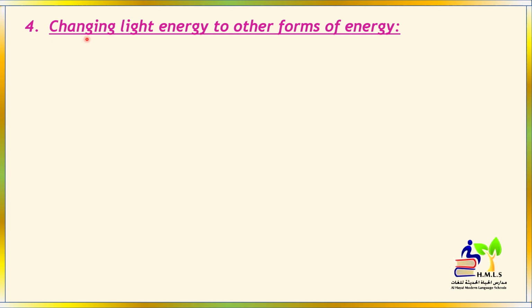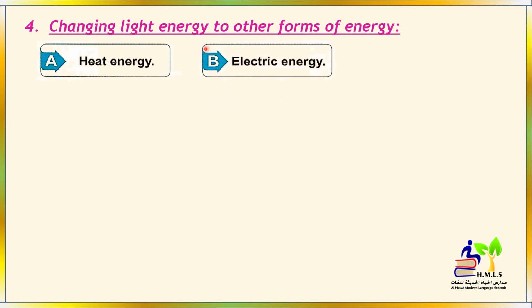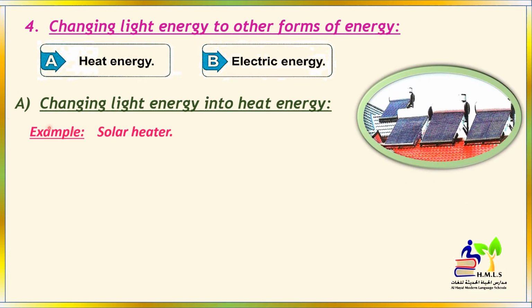Number 4, changing light energy into other forms of energy. Means light energy can be changed into heat energy, and also light energy can be changed into electric energy. A. Changing light energy into heat energy. How can we change the light energy into heat energy? By using solar heaters. These solar heaters are fixed on the top or on the roof of the buildings. Okay, it uses the light of the sun. It uses the sunlight. Okay, and it changes it into heat energy.